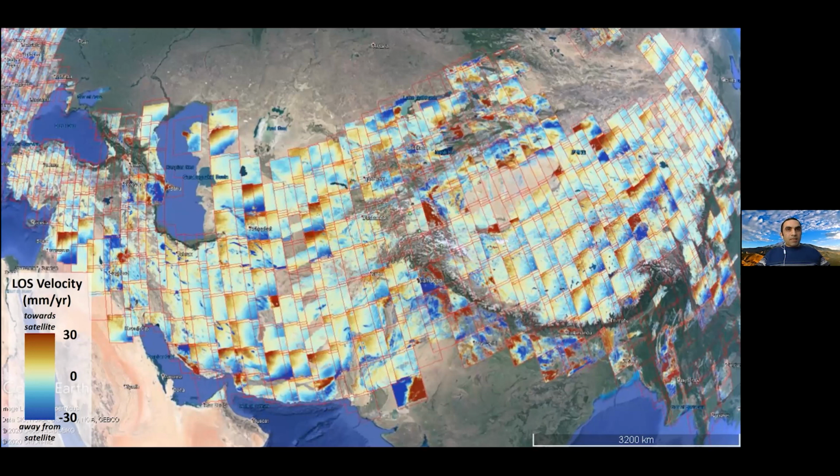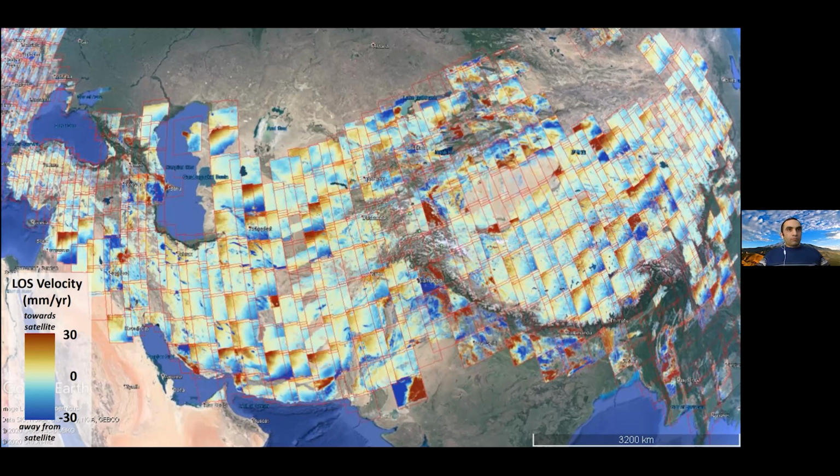Here you can see the LiCSAR estimated velocities for all the LiCSAR frames. The velocities were only estimated on the frames for which we have had at least 1 year of connected network. Here I zoomed in on the Alpine Himalayan belt.